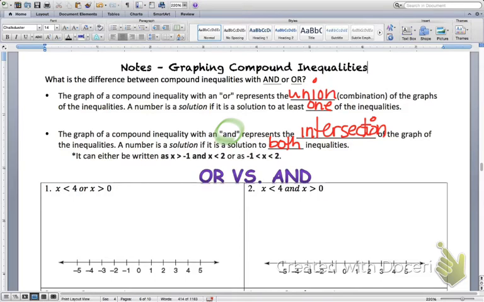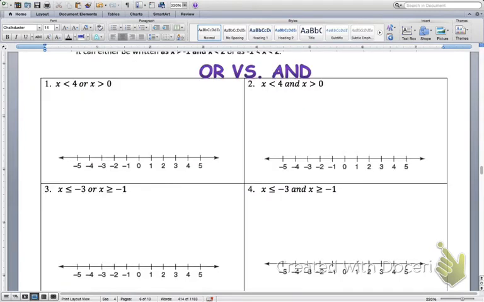So we're going to be comparing the and inequalities versus the or inequalities. The ones on the left are or, and the ones on the right are and. I want you to notice that numbers 1 and 2 are almost identical. The only difference is the word and versus the word or, but the inequalities are the same.